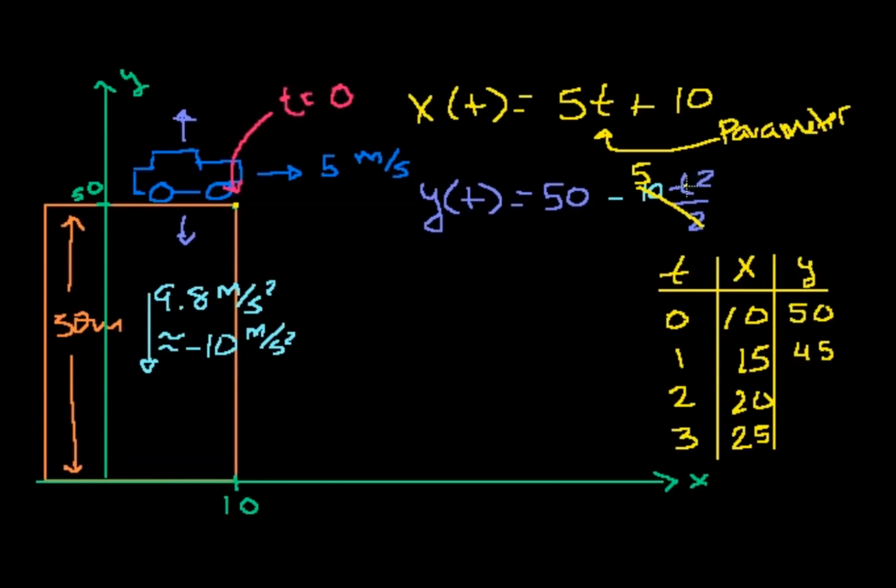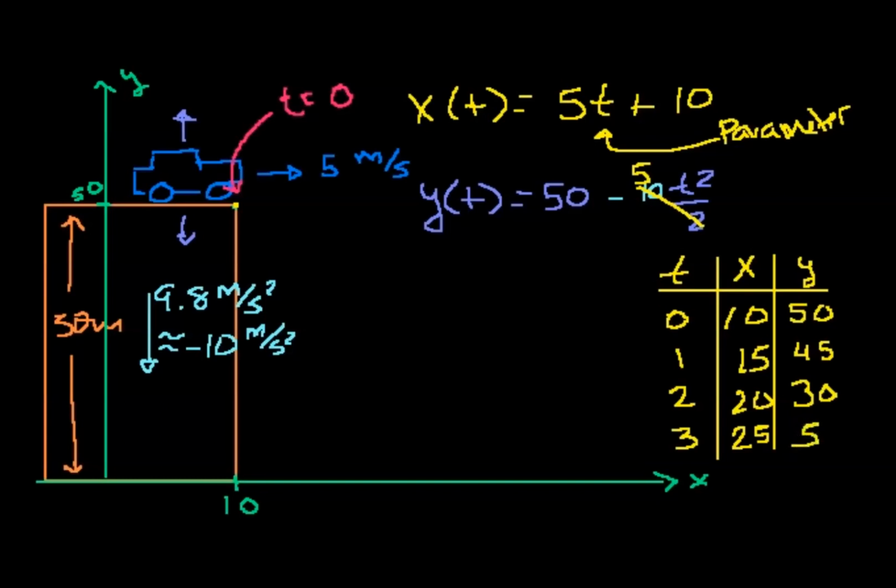Is that right? Yeah. Time 0, 50, right? And then at time is equal to 2, 2 squared is 4. 4 times 5 is 20. 50 minus 20 is 30. And then finally, at time is equal to 3. And I just say finally because that's the last number we picked. 3 squared is 9. 9 times 5 is 45. 50 minus 45 is 5.